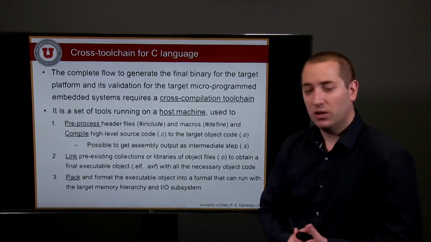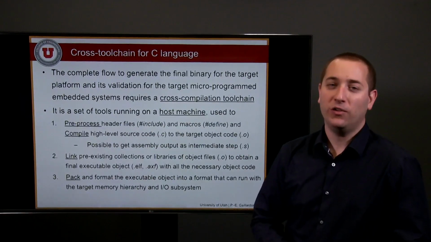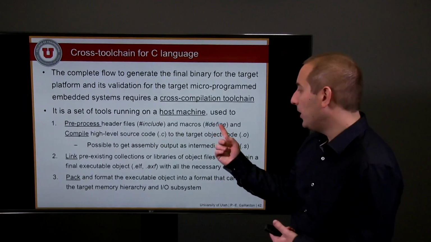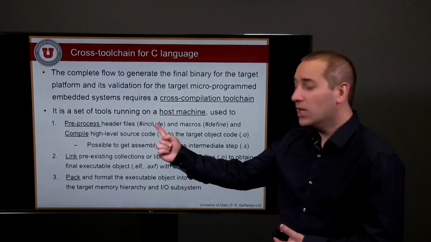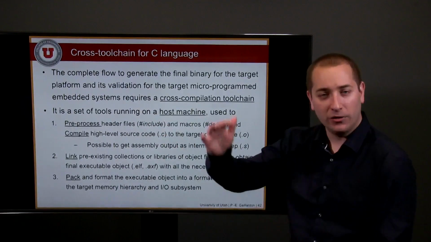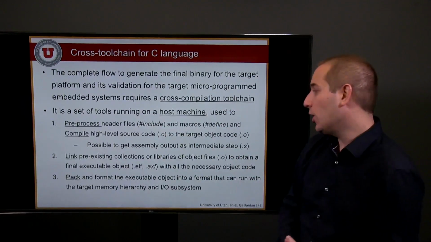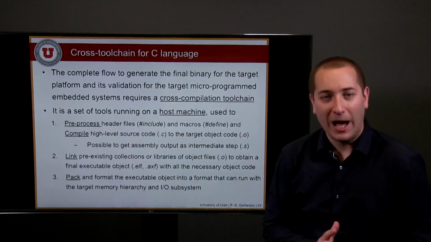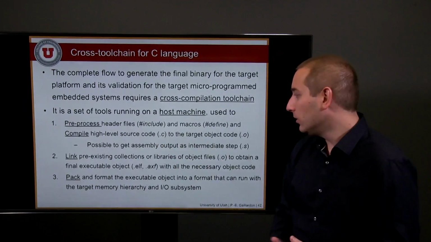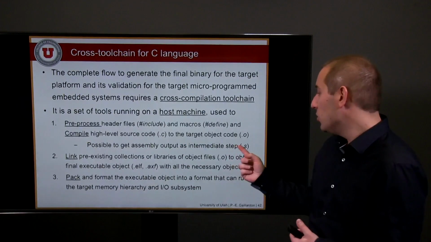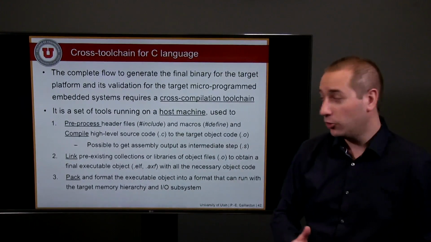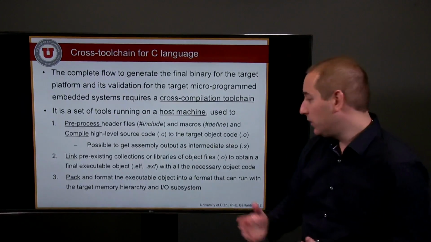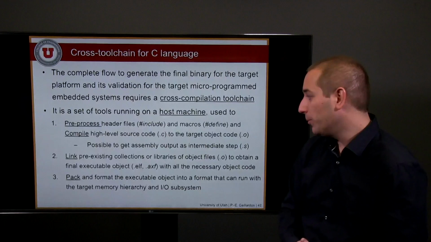The first operation is always the pre-processing of the header files. By pre-processing, it typically replaces all the macros defined, and it copy-pastes all the include files as part of a big chunk of C code. The second step consists of compiling your high-level C code into object files, .o. It is also possible to get the assembly code as a .s file if you prefer.